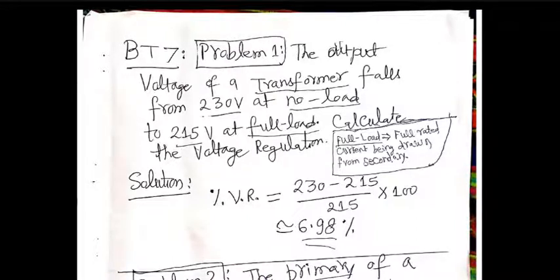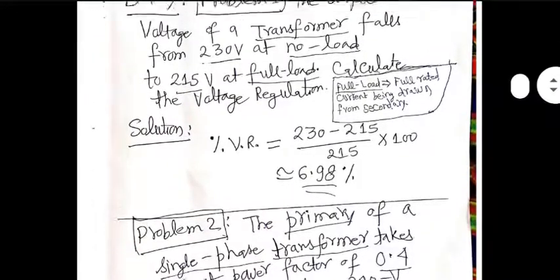So voltage regulation turns out to be 6.98%. Ideally, it should be zero, but in practice, it cannot be. So it's not that bad also. It's less than 10%, which is acceptable for most of the practical cases. Okay, simple illustrative example.